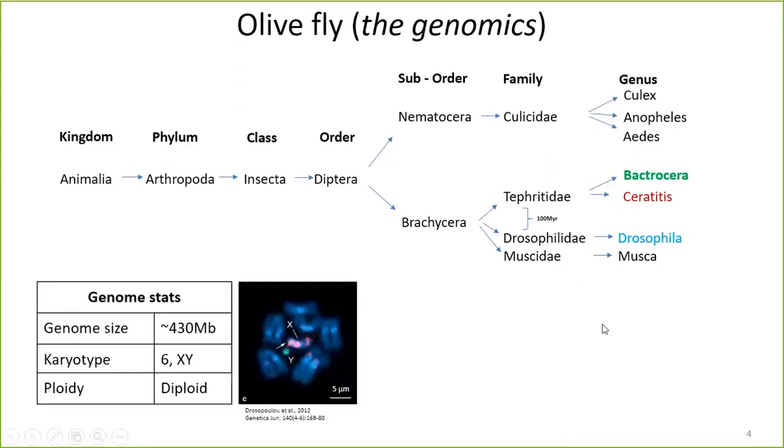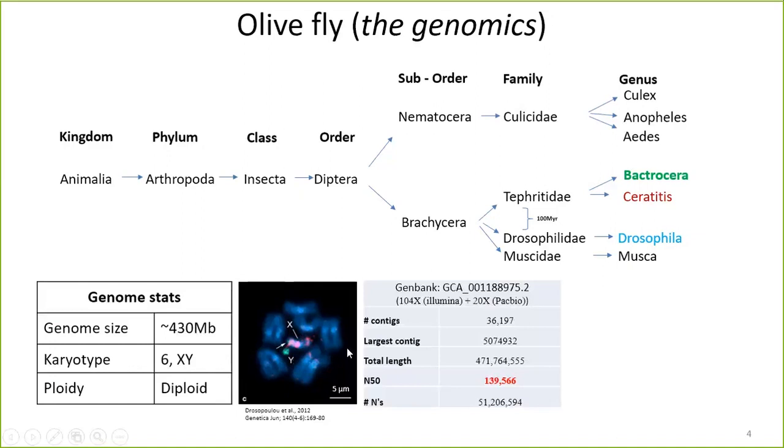We'll look at a bit of the genomics. From work in our lab, we estimate the genome of this olive fly, Bactrocera oleae, to be around 430 megabases. It's diploid, with 6 chromosomes. The males have XY chromosomes, as shown in this FISH picture. The Y appears as a dot, a small, highly heterochromatic chromosome compared to the X chromosome. Together with Professor Kostas Mathiopoulos in Greece, we sequenced the genome of this fly and submitted it back in 2015 to NCBI, so that's the GenBank accession number.